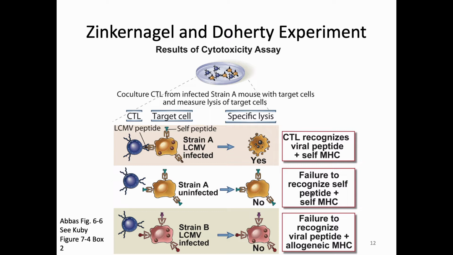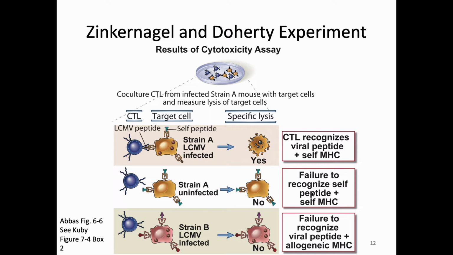Not shown here is the fact that they also did situations where they had some strain A target cells that were infected with a different virus. So we'll say flu. And if they did strain A T cells that came from a mouse infected with LCMV and strain A target cells that were infected with flu, no killing. So they saw this was specific. Had to be the right virus. So the virus had to match.